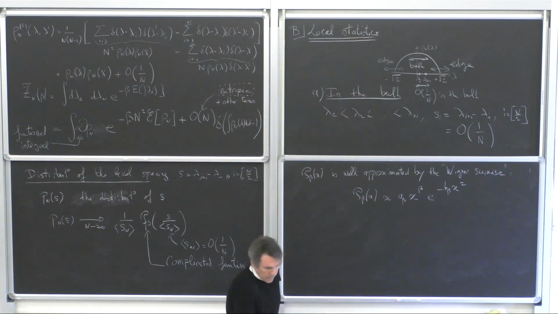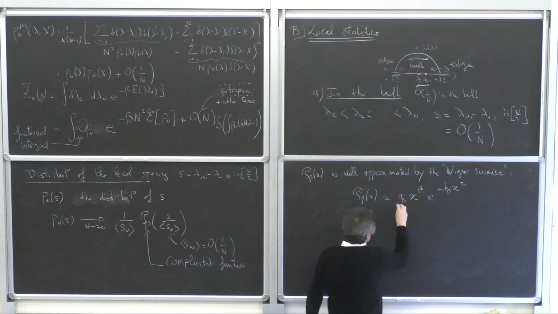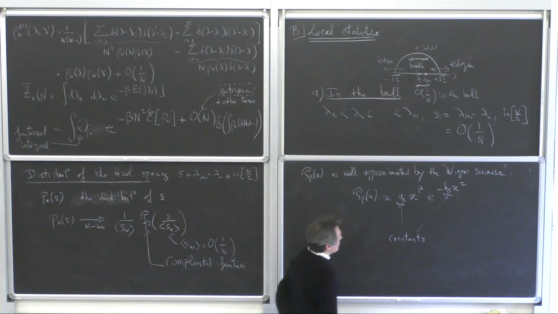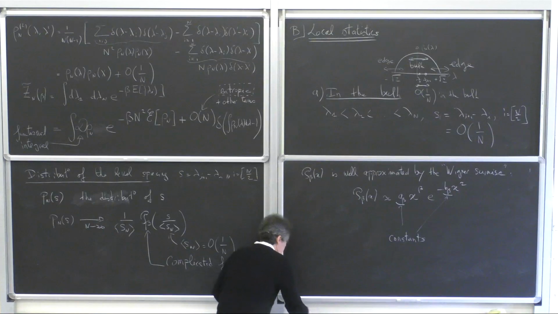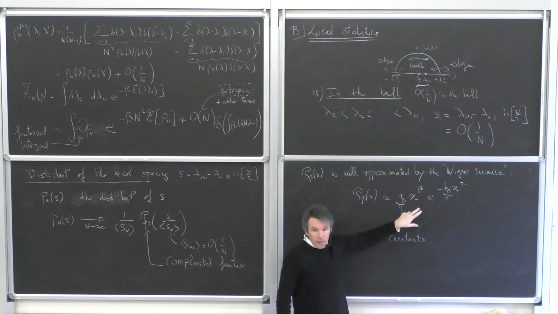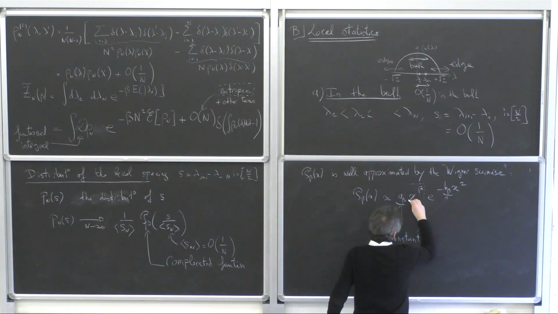So there are two unimportant constants here. These are just scaling factors, independent of x. But the two things which are indeed important is that at small x, you see that this density vanishes as x to the power beta, and that's a signature of the level repulsion. So that's very important.